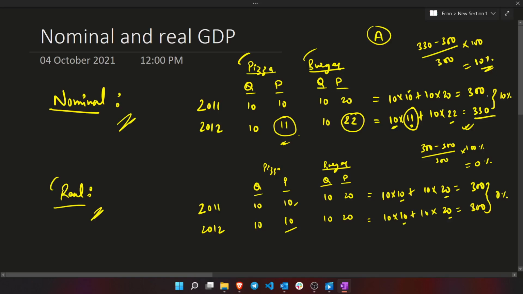As you can see, nominal GDP is showing an increase of 10%, whereas the real GDP, or the actual change in output of the country, was only 0%. Okay, so always consider this kind of calculation whenever they are talking about GDP. Always think of it this way.